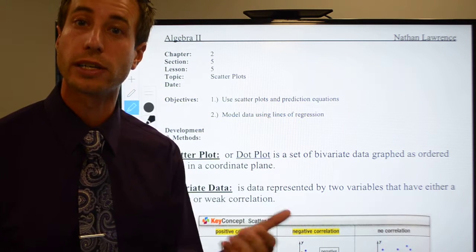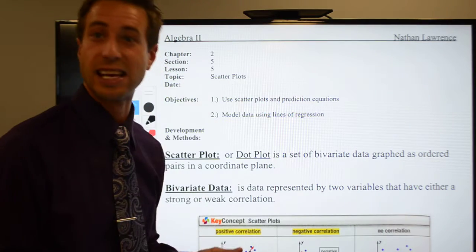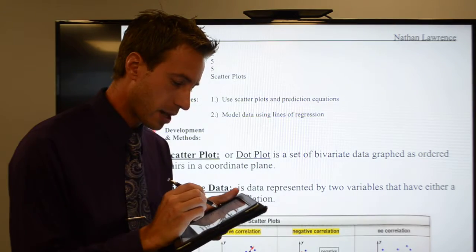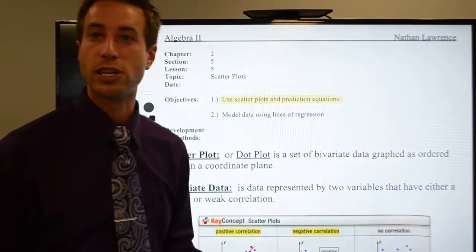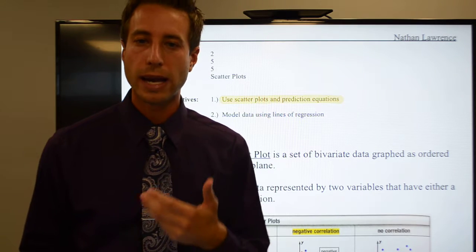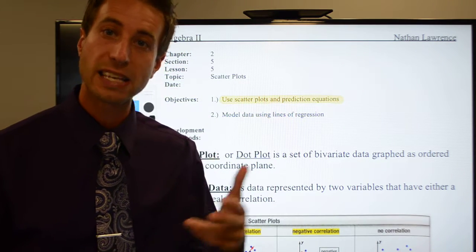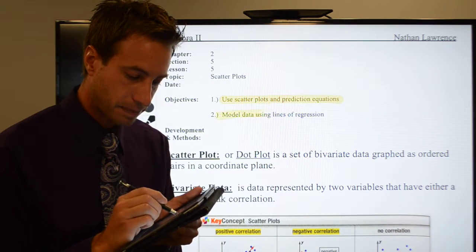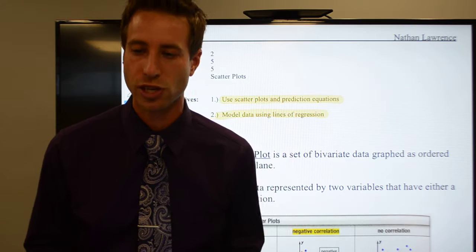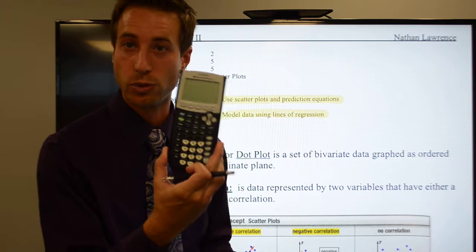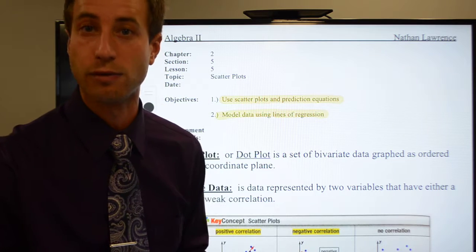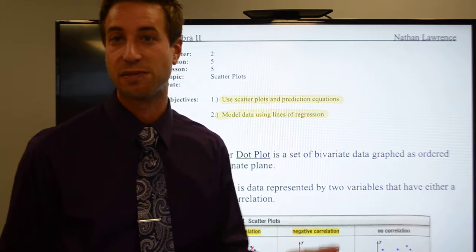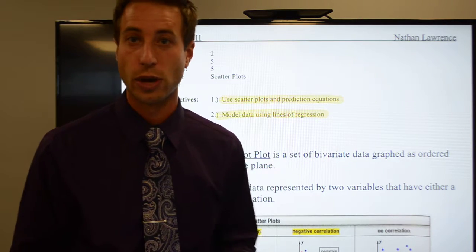Let me give you your objectives or learning targets as we go through this set of videos, things that you should be able to do by the time we get to the end. The first one is to use scatter plots and prediction equations. This is going to be us writing our own equation using algebra based on the data that you have graphed. The next one is modeling data using a line of regression, and that is what we're going to do with our calculators. Your calculator will find you a line of regression. When we do it algebraically, what we're going to be doing is finding a best fit line, or a prediction equation, as you will see.